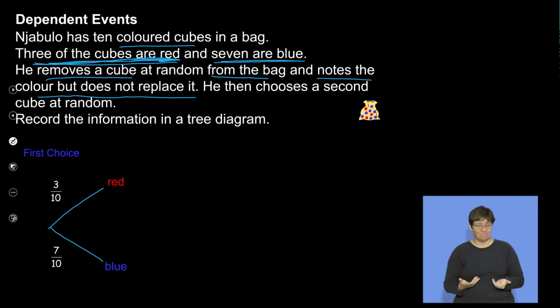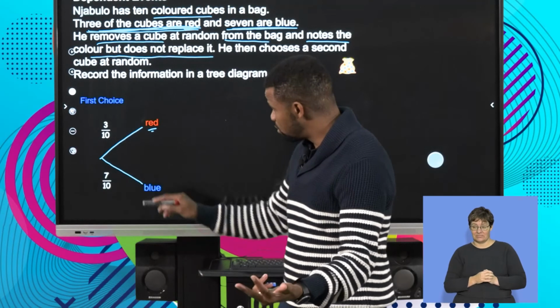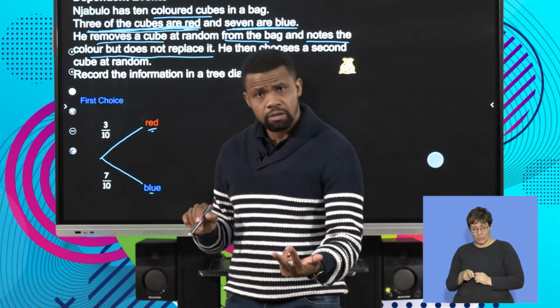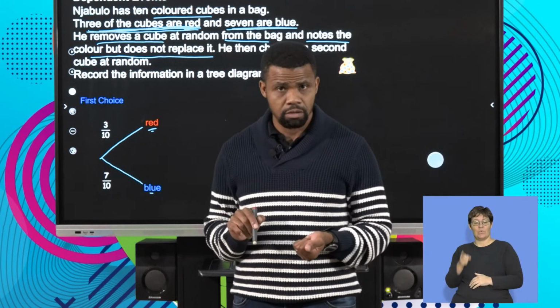No. Because we don't have 10 balls anymore. Now, if we took red, we take red outside. We don't replace it. We have 9 balls, but how many red? Initially, we had how many red? 3 red. Now we'll be left with 2 red. Are we all together?